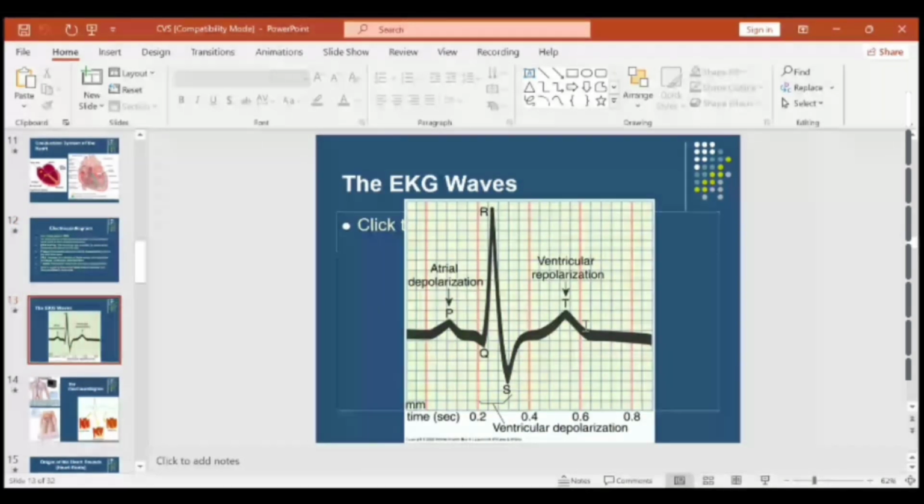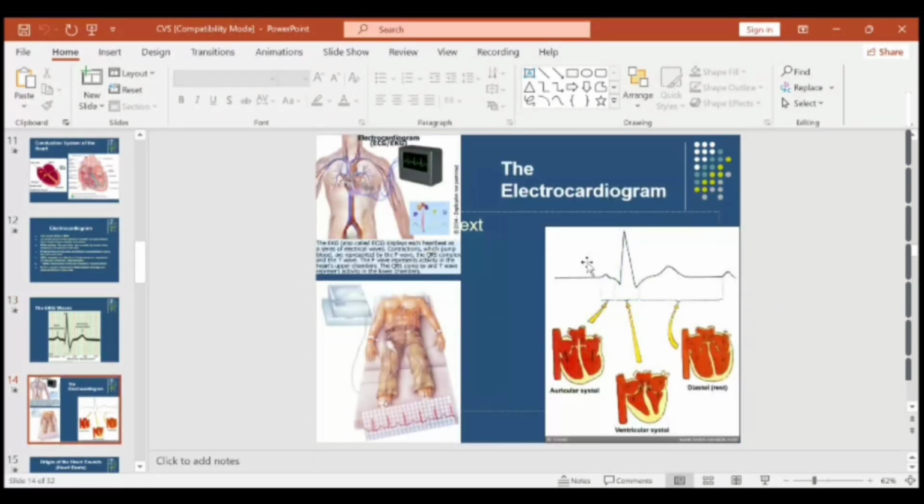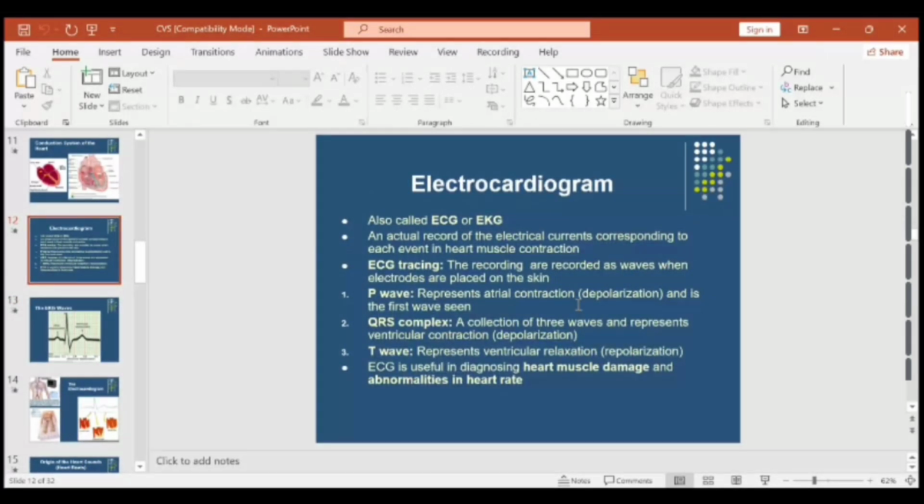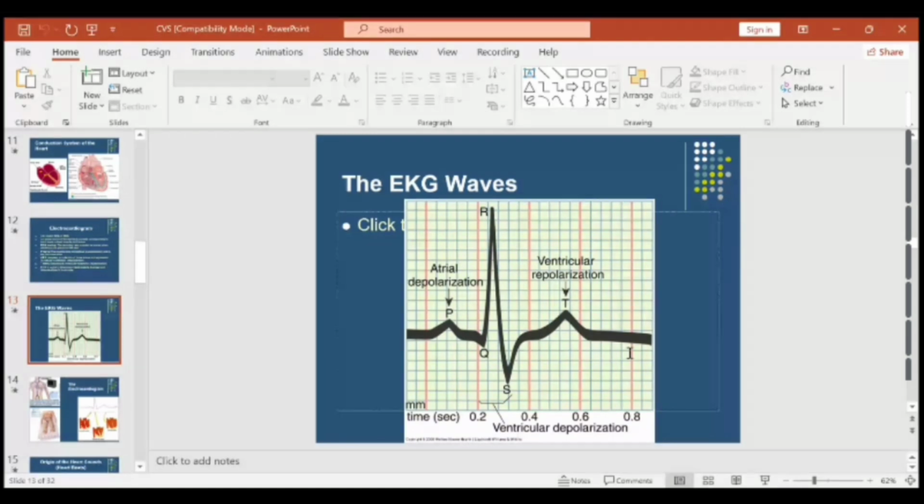After that, as you can see, we have another peak, and we call that the T wave. And the T wave represents the ventricles' relaxation, or what you call repolarization. So those are the three waves. We have the P wave, the QRS complex, and the T wave. And usually it appears this way in a normal beating heart.